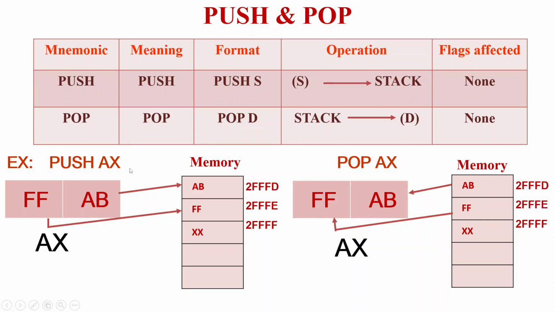An example is PUSH AX. Assume the content of AX is ABFF. When this instruction PUSH AX is executed, the content of AX will be pushed to the stack of the memory, the two bytes on the top of the memory: AB, the higher byte, followed by FF, the lower byte. In the second example, POP AX, when you execute this instruction, the content of the memory will be given to the AX register. The top memory location has AB, which is given to the AL register, and the next memory location has data FF, which is given to the AH register.